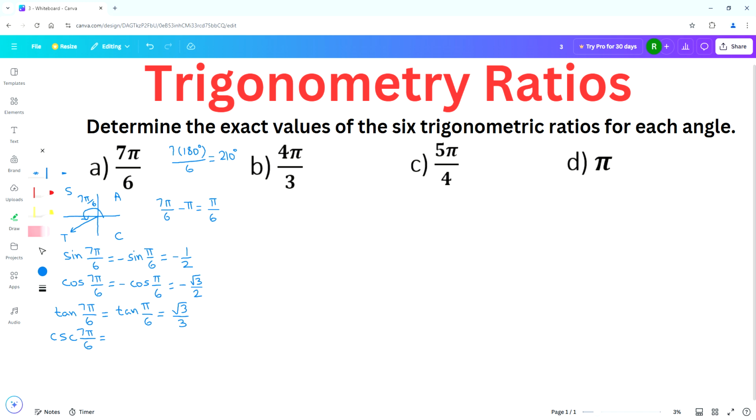Cosecant ratio is the reciprocal ratio for sine. For sine, we got the answer negative 1 over 2. So the answer for cosecant should be negative 2 over 1 or just negative 2.